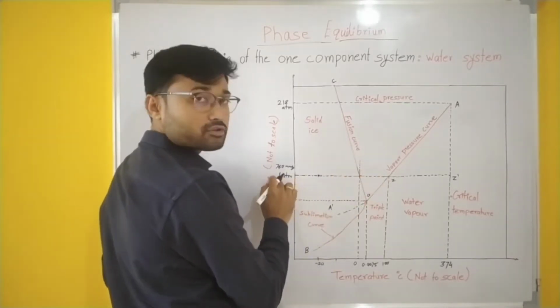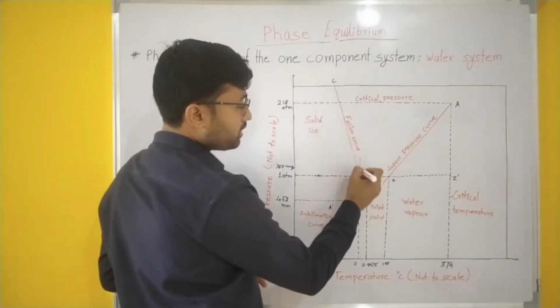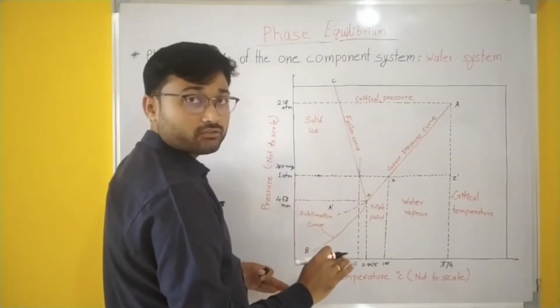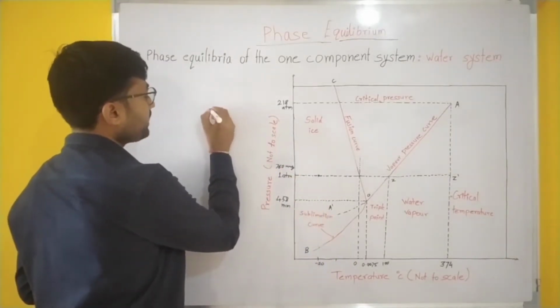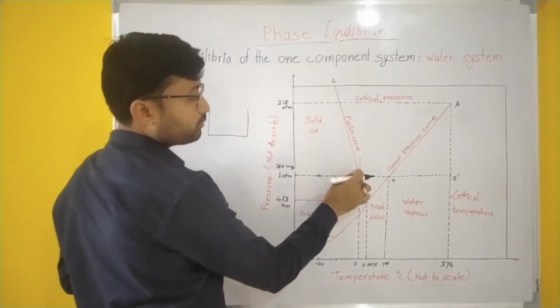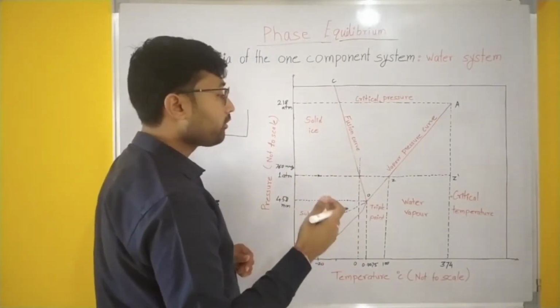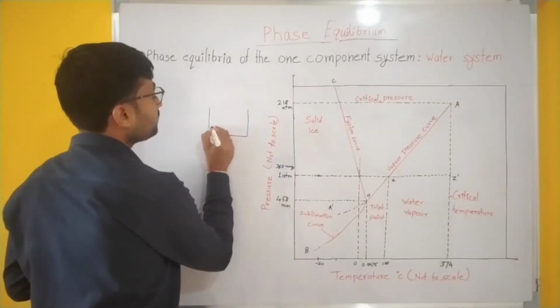That is 1 atmosphere pressure at this point. We are increasing the pressure. Now what happens if you are keeping the temperature fixed and you are increasing the pressure? So diagrammatically I am showing here one piston is there. So at this point you have both, in equilibrium, ice as well as liquid also there.